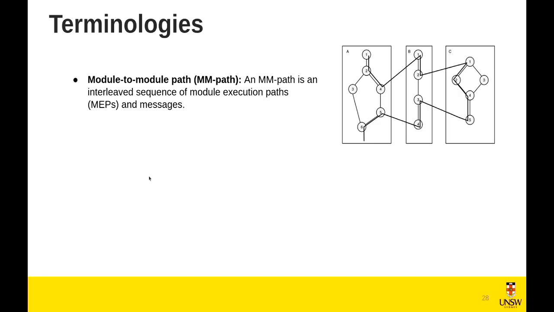The other terminology to learn here is called module to module path, or MM path. An MM path is an interleaved sequence of module execution paths and messages. In this example, we have 3 different modules, A, B, and C. Each one of them, you could consider as an individual control flow graph. And of course, this MM path, since it's a path, should be directed here. This example is not very accurate.